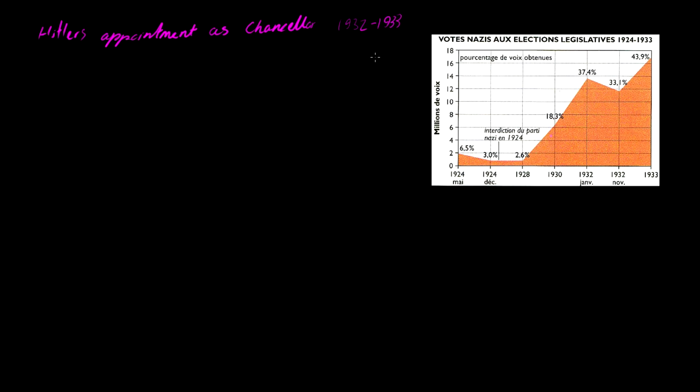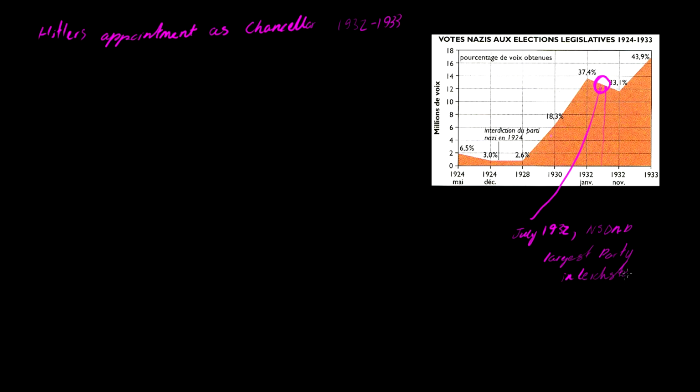So the NSDAP actually became the largest party in the Reichstag in July 1932, where they achieved 37% of the vote. I guess it looks about right. So largest party in the Reichstag, July 1932, NSDAP, largest party. So they get more votes than any other party.